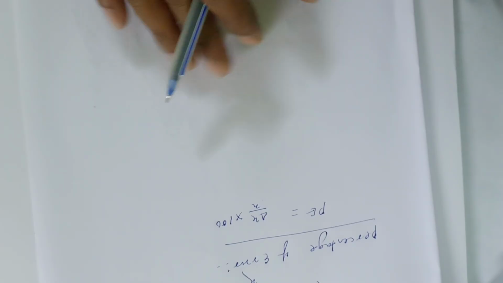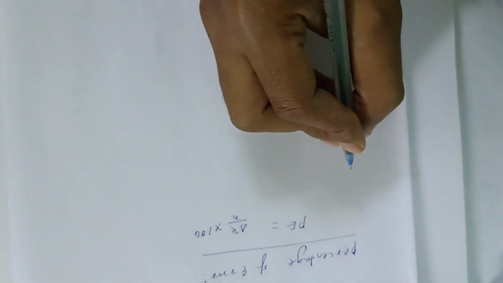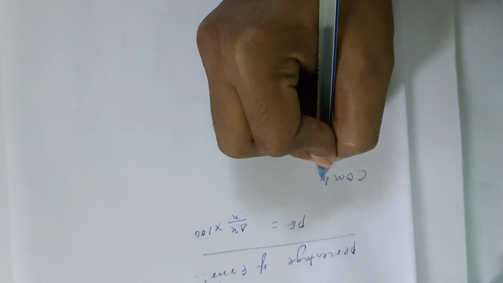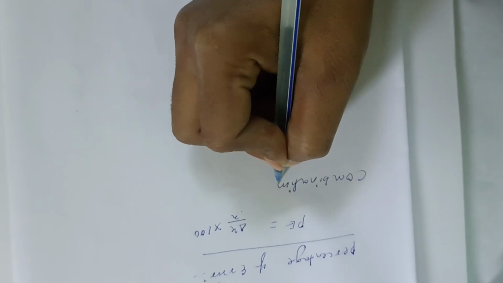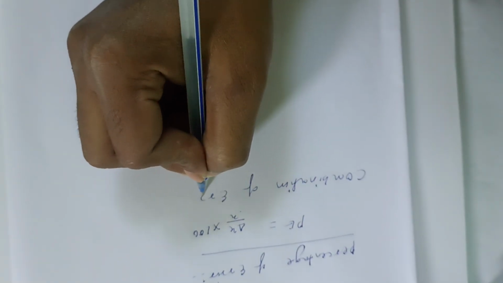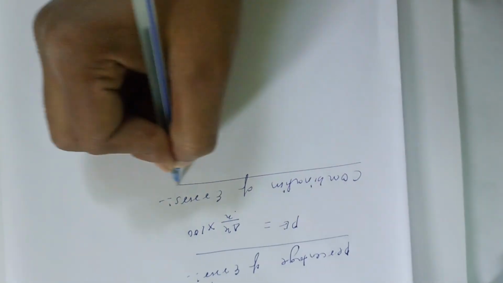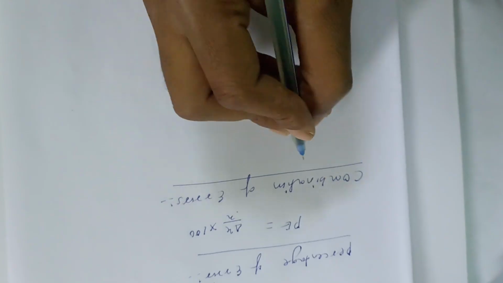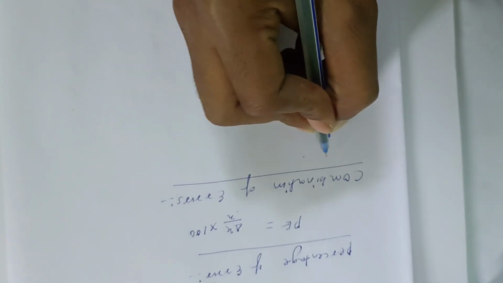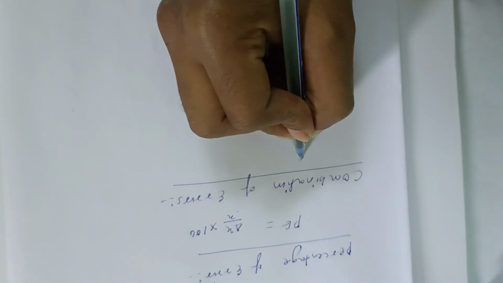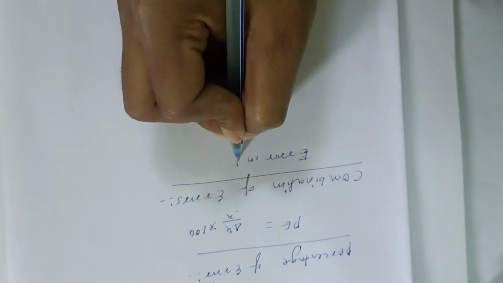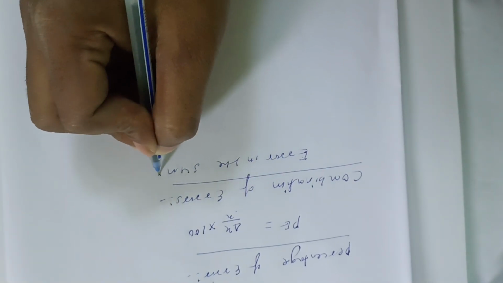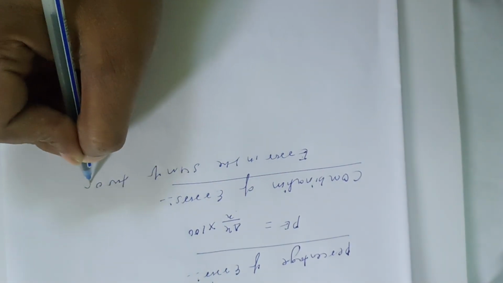Now the importance for the combination of errors. Combination of errors. Error in the sum of two quantities. First we write error in the sum of two quantities.